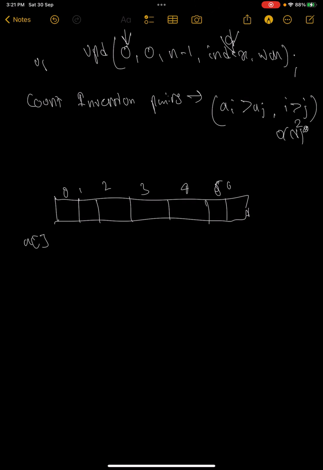Most of you have been taught in college that it can be solved by merge sort, but we can also solve it using a segment tree. In a segment tree we can solve this problem, but the time complexity will not be as good as merge sort. Why am I telling you this?